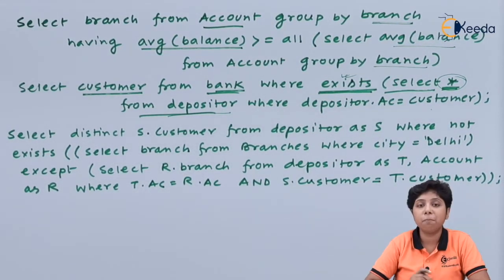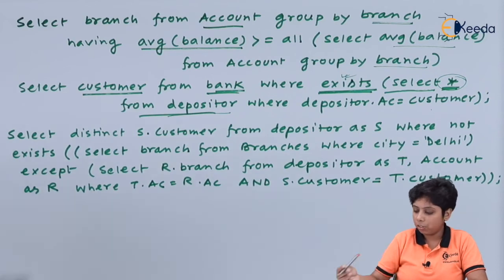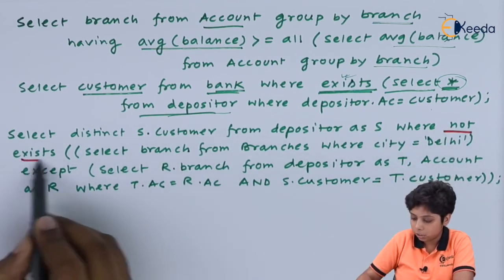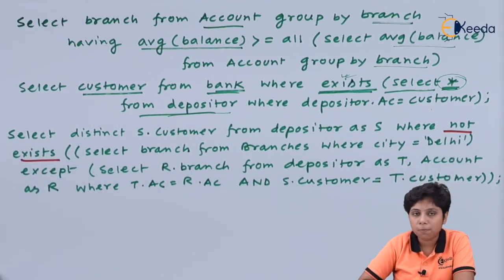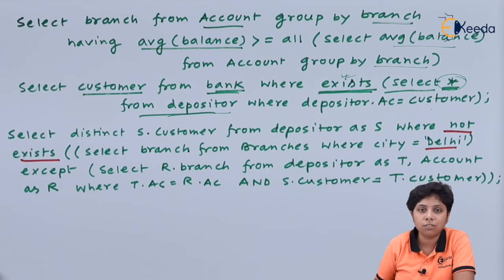Here we are using many of the clauses together. Our foremost use is the not exists clause. So we are using this not exists here. So what is the problem? We want to select the customer name who does not have any account in the Delhi branch and who has a depositor account as well as a loan account. So how to do that?